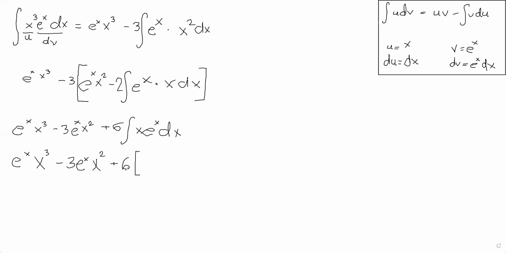So we're going to have plus 6 times, it tells us we're going to have uv minus the integral of v du in brackets. So uv is going to be x times e to the x. And then we have minus the integral of v times du. So that's going to be e to the x times dx. Now, notice how this one is one that we can integrate without any special techniques, without integration by parts. We know exactly how to integrate this.